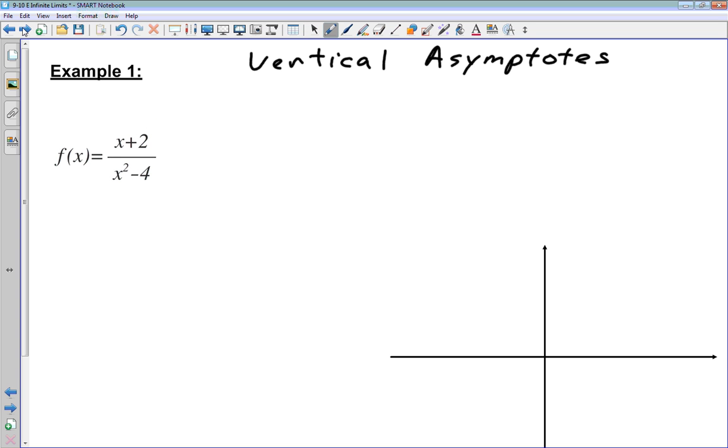Well, I think in advanced functions, they told you that they occur where the denominator is equal to 0. That's how you found them. You took your denominator, you set it equal to 0, and you solved for x. And that told you where the vertical asymptote was. Now, that is almost always true. But it's not always true. Let's take a look at this function here.